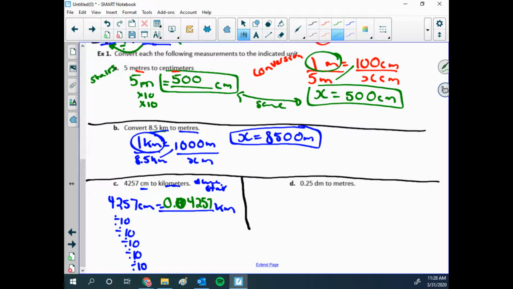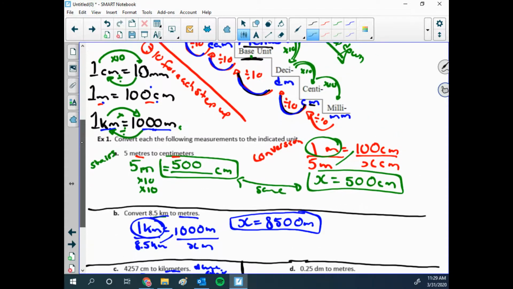Last question, decameters to meters. I'd like you to take a second on your own, pause the video, and see if you can convert from decameters to meters. Hopefully you take a look at that question and try to figure it out on your own. Decameters to meters, 0.25 decameters to meters.